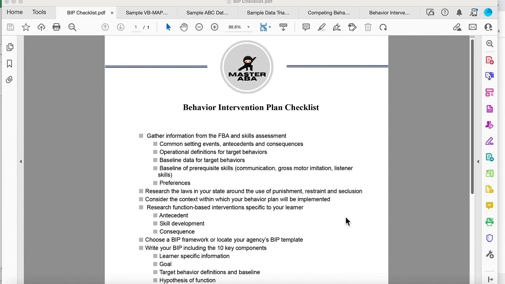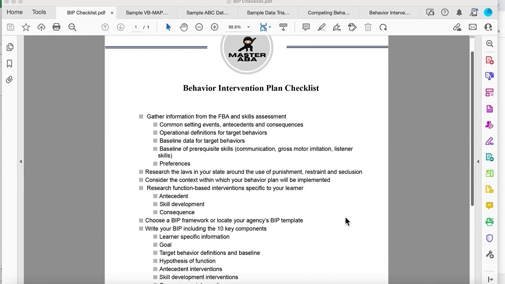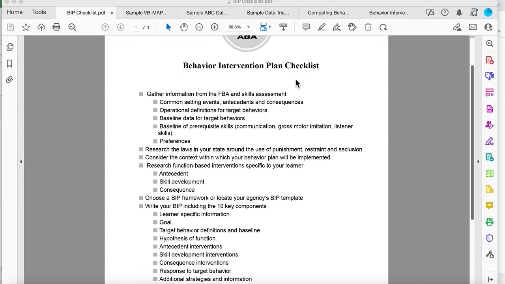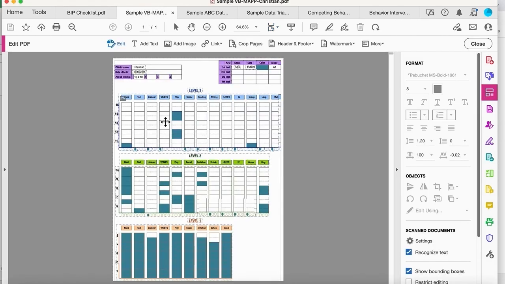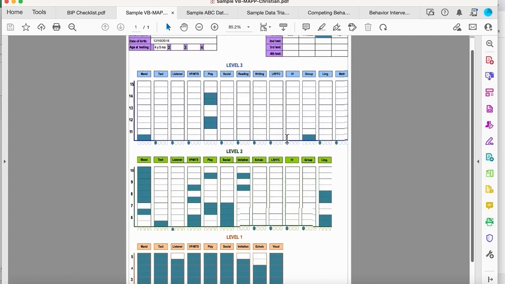I have this behavior intervention plan checklist. You'll be able to download this in the resources tab of the lesson. If you find this helpful, you can certainly download it. I have a sample VB map. This is just an example of what a VB map might look like for this particular learner.